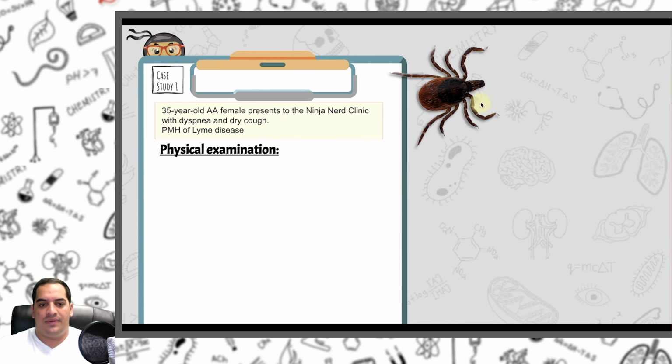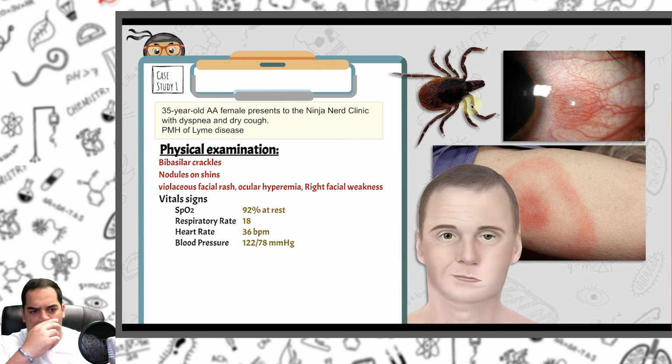Now, when we look at the physical exam of this patient, very, very important. We have bibasilar crackles, which is the classic general feature of interstitial lung diseases. Nodules, particularly on the shins. We also appreciate a violaceous kind of facial rash, ocular hyperemia, and right facial weakness. Very interesting here. So we have a patient who's young, middle-aged, African-American female. What did I tell you was a very important disease that was associated with this? It was one of the granulomatous diseases.